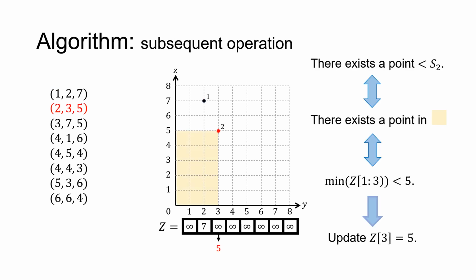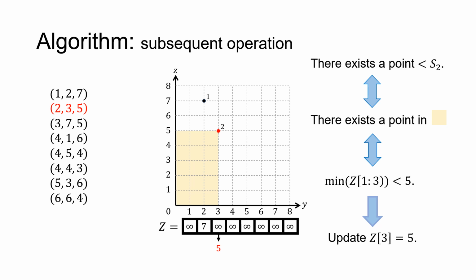We have the second element of S, S2, which is (2, 3, 5), and as before, we'd like to add the point on the YZ plane. But before doing that, we need to check if there is a point less than S2. We want to know if there exists a pair Si and Sj satisfying that each coordinate of Si is less than the corresponding coordinate of Sj. See the yellow rectangle in the diagram.